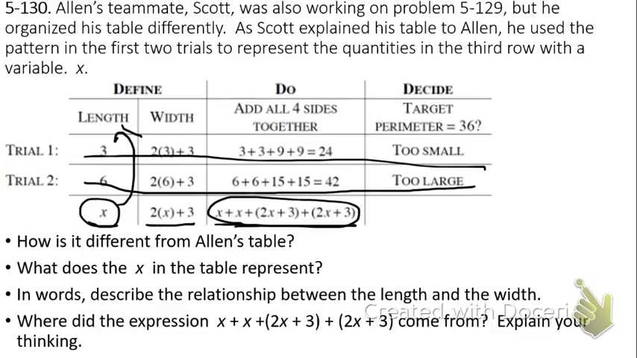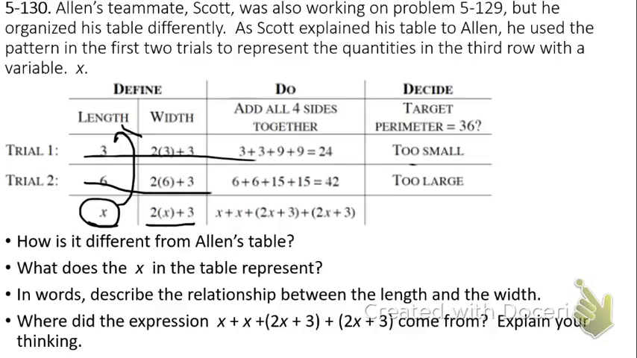Alright, let's look at the third question. In words, describe the relationship between the length and width. Alright, so what is our length? What is the relationship between the length and the width? Well, if the length is x, then the width is twice that plus 3. That's our relationship. It's clearly shown there. X is the length. So what's its relationship to the width? Well, you double the length, add a 3.